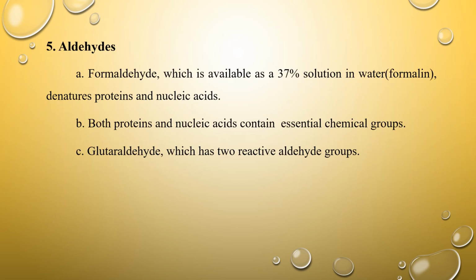Fifth one, aldehydes. Formaldehyde is available as a 37% solution in water called formalin. Formalin denatures protein and nucleic acids. Both proteins and nucleic acids contain essential chemical groups, which are the main sites of alkylation by the hydroxymethyl group of formaldehyde. Glutaraldehyde, which has two reactive aldehyde groups, is 10 times more effective than formaldehyde and is less toxic. In hospitals, it is used to sterilize respiratory therapy equipment.